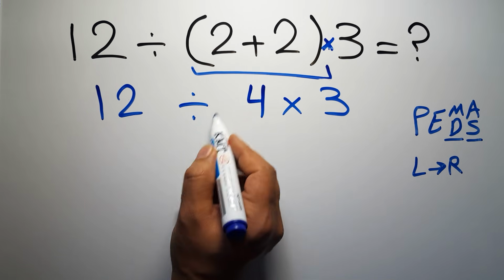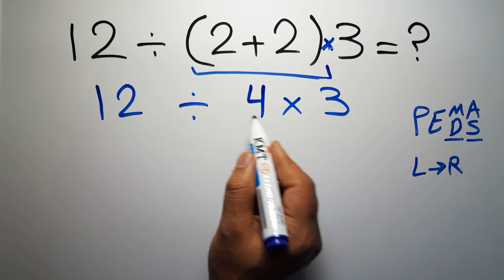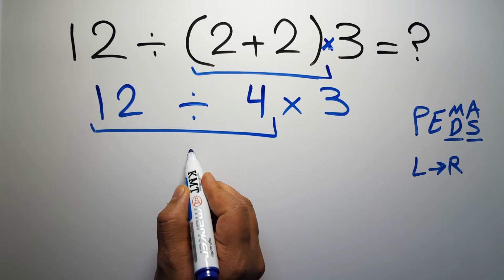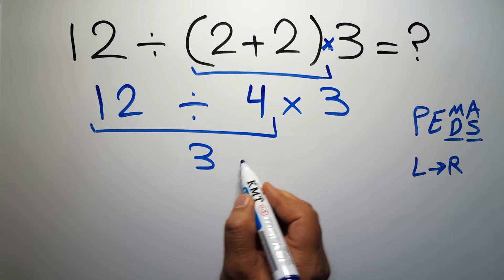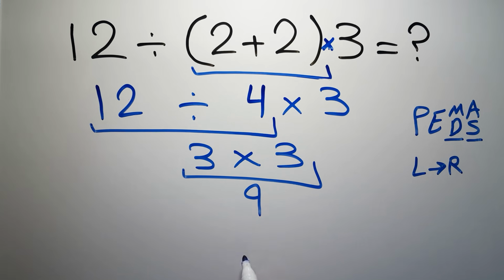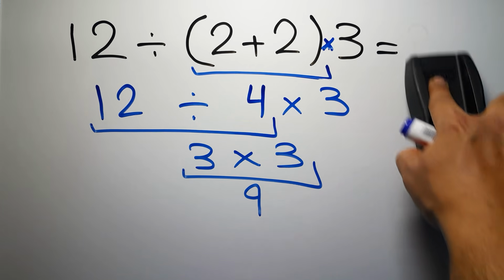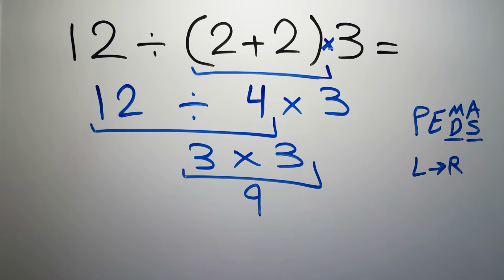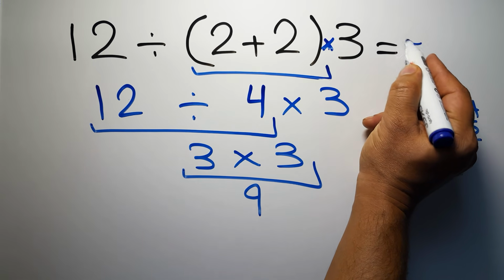So here first we have to do this division. 12 divided by 4 is just 3. So 3 times 3, which equals 9. And this is our final answer to this problem. The correct answer is 9.